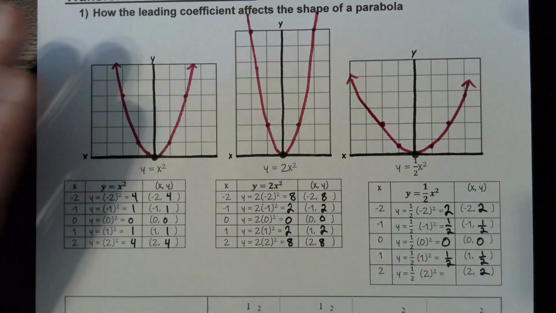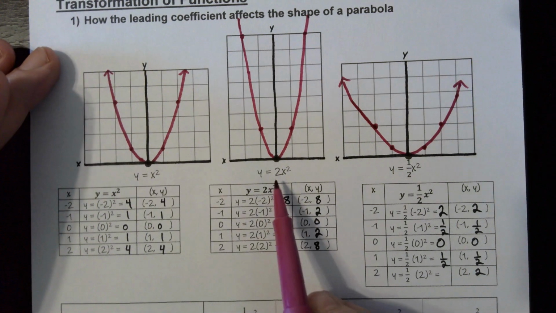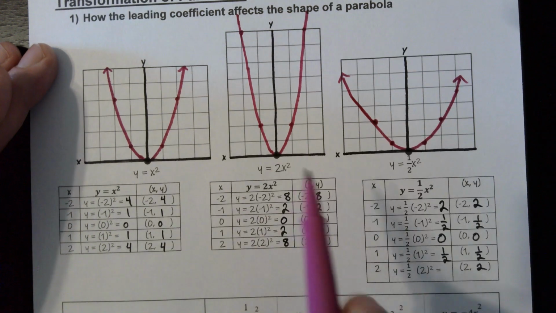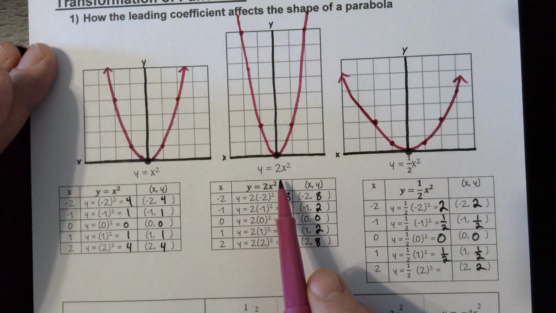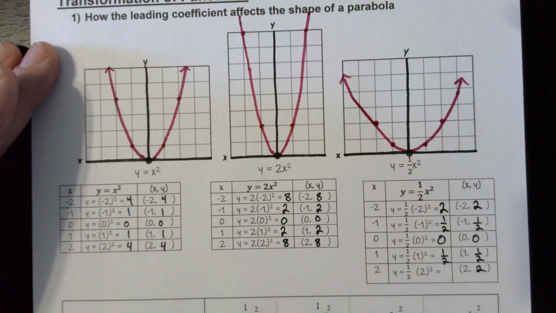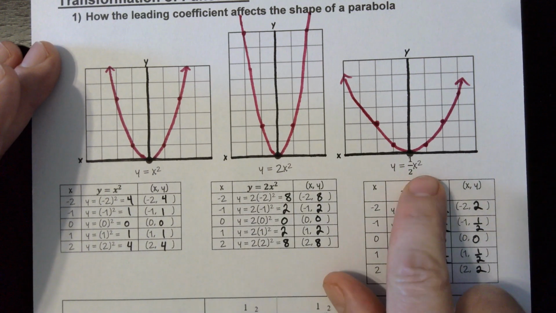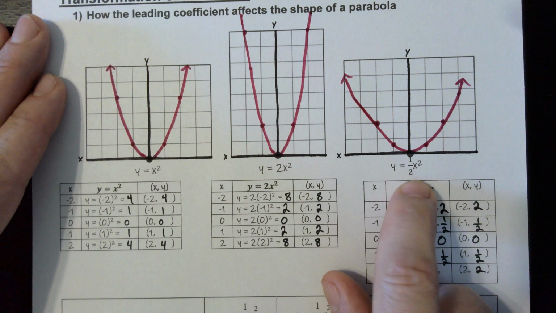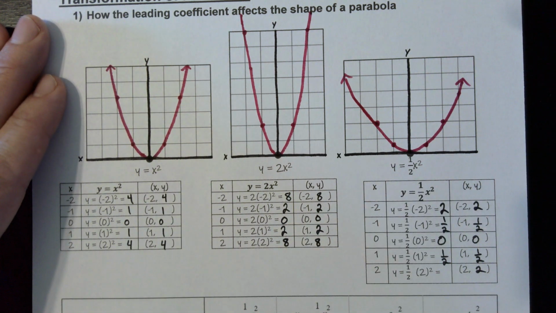Okay, so what's going to happen is that if the number out front is bigger than 1, it's going to look skinnier. The bigger the number, the skinnier, or the narrower, it's going to look. So if this was a 3, it would be even more narrow. If it was a 5, it'd be even more narrow. So the bigger the number, the more narrow it's going to be. If the number is between 0 and 1, like 1/2 or 1/3 or 2/3 or 1/4 or all those numbers, then it's going to be wider.